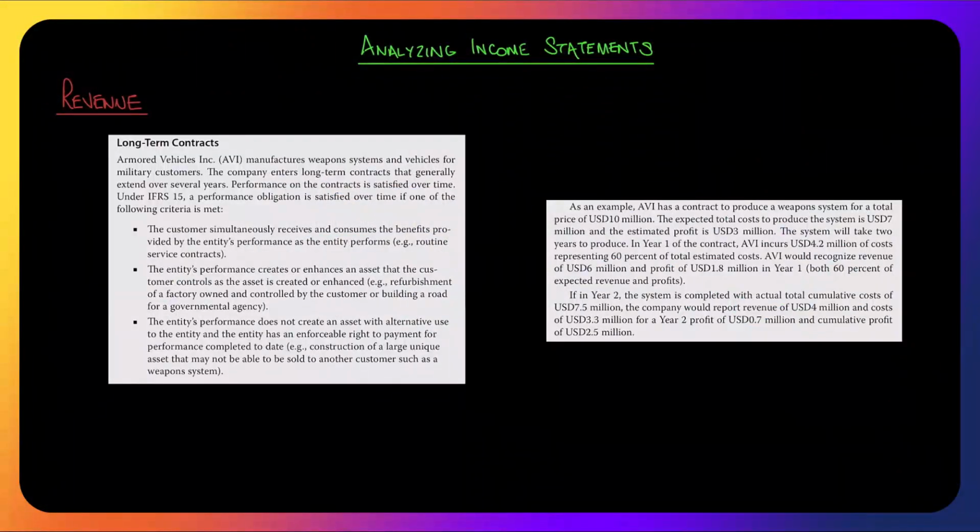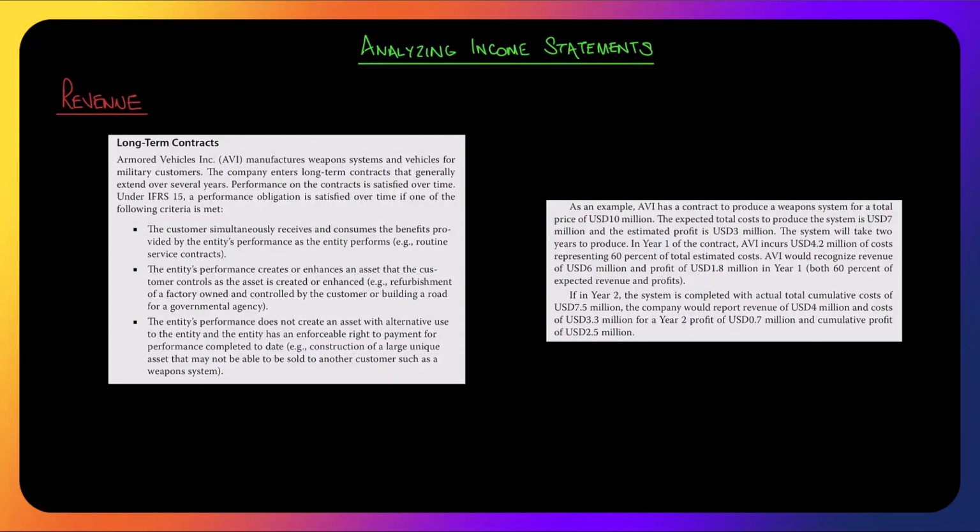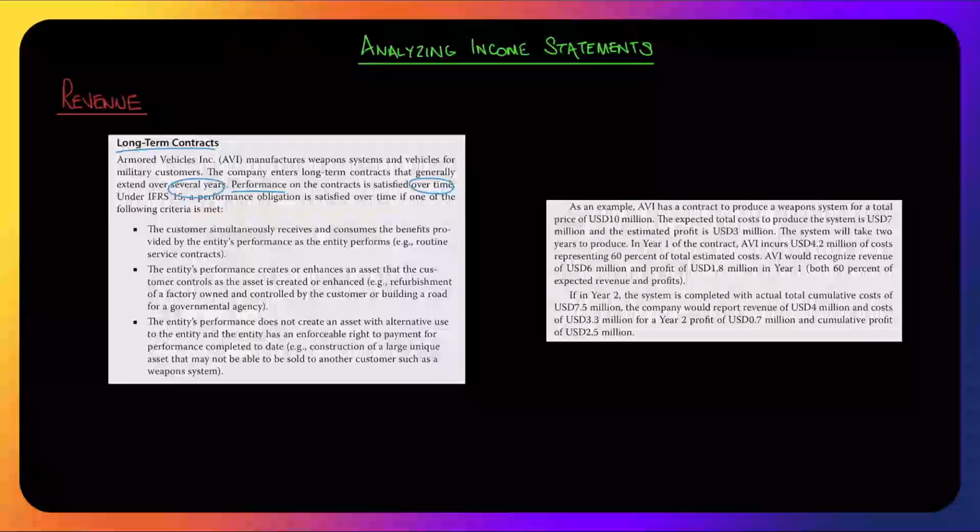Moving on. Another example, long-term contracts. We have here Armored Vehicles Inc., AVI, manufactures weapon systems and vehicles for military customers. The company enters long-term contracts that generally extend over several years. So the issue here is going to be with that criteria 5, satisfying your performance obligations. Here, that performance is satisfied over time. Because it's several years, it's going to span accounting periods.